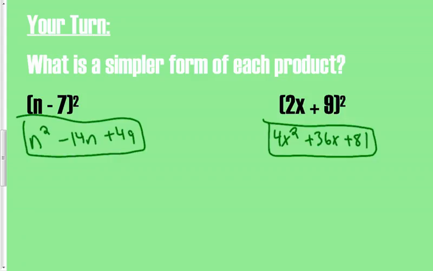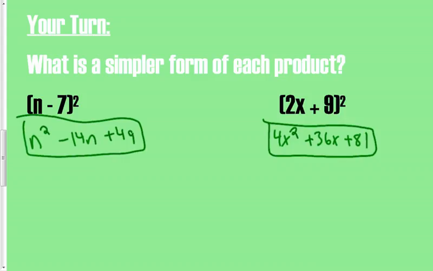All right, so if you're wondering, for the very first one, I squared the first term, I got n squared. Then I did the 2 terms multiplied together, so that would be minus 7n, and I doubled it, so I got minus 14n. And then the last term would be negative 7 squared, which is positive 49. So that's where I got my new trinomial after I squared n minus 7.